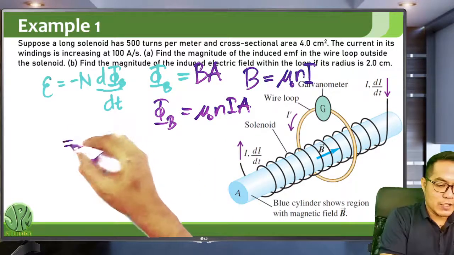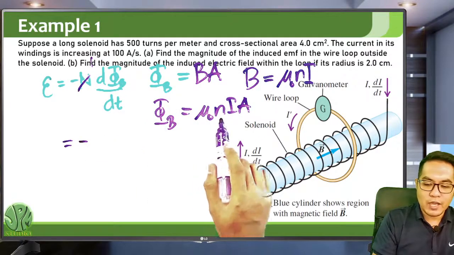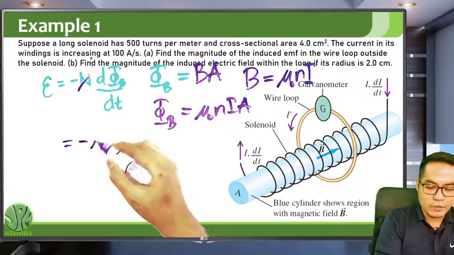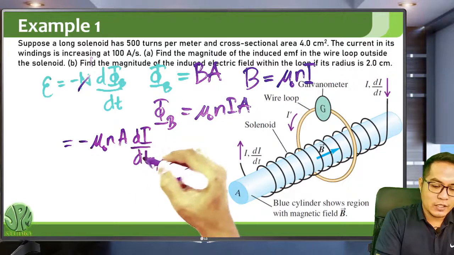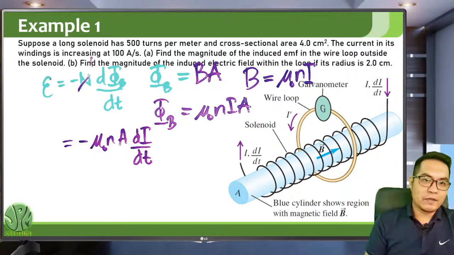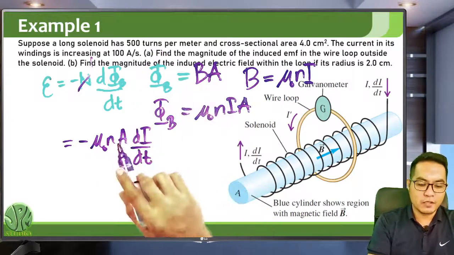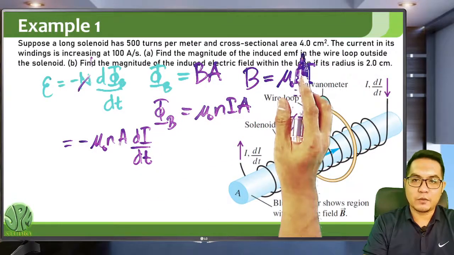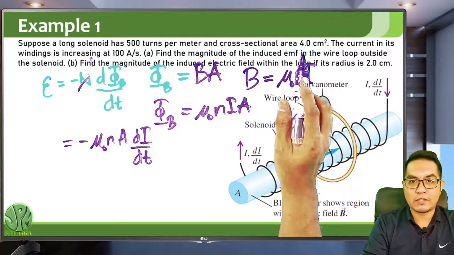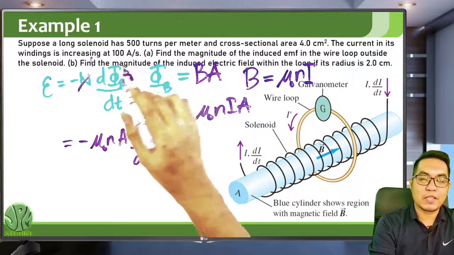In this case, you have N is just equal to 1. So you can take out mu naught n and A out of the differentiation. So you have mu naught n A, and you're left with dI/dt. So we are given all of these values. Mu is just a constant. n is 500 turns per meter. The area is 4 centimeters squared. You need to convert that into meters squared by multiplying by 1/10,000 or 10 to the negative 4. And dI/dt is actually given, 100 amperes per second.